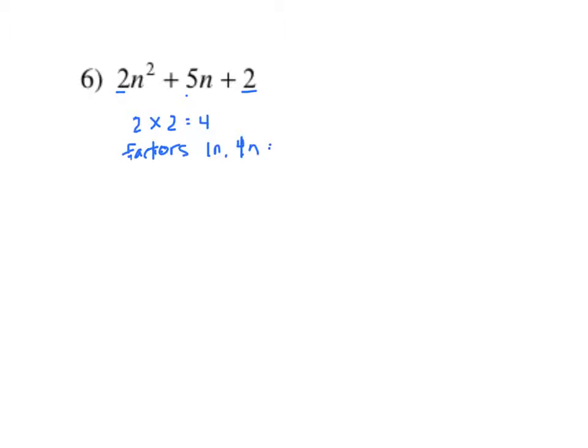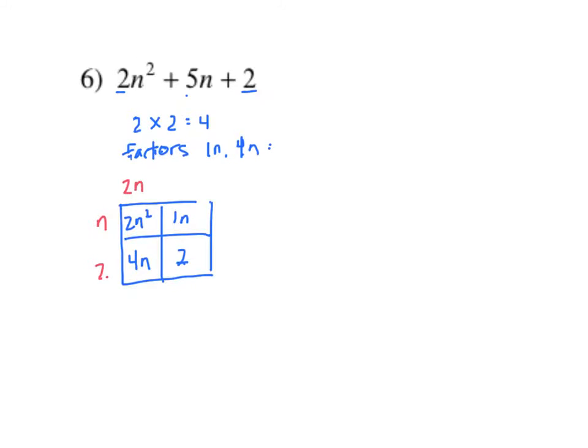And so when I set up my little box, I put 2n squared and 2 and 1n and 4n, and then I start looking for the common factor. So in the top row, I can divide an n out of both of those terms. In the bottom row, I can divide them both by 2. In the first column, I can divide by 2n, and then in the second column, they really don't have anything in common, so I can just divide by 1.